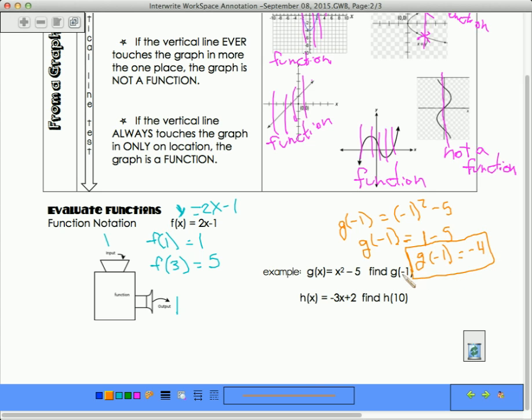And that's done. All right, come down here and we'll do one more. We have h of x equals negative 3x plus 2. We want to know h of 10, so that means everywhere there's an x, we're going to put 10. Remember, this is just a fancy y. This is just a label, so we're not going to change that. We're going to plug 10 in over here. Now I have negative 3 times 10 is negative 30. Plus 2 is negative 28. So my final answer is h of 10 equals negative 28.